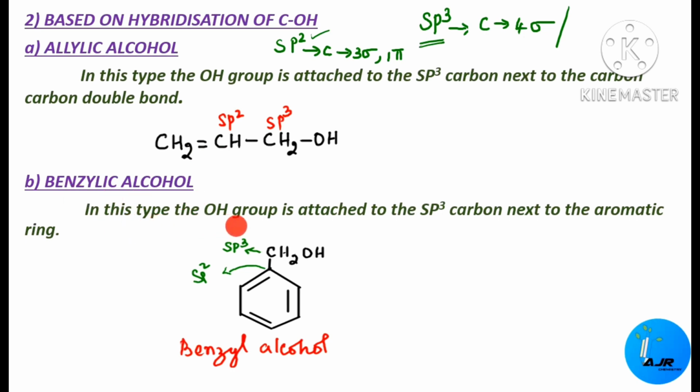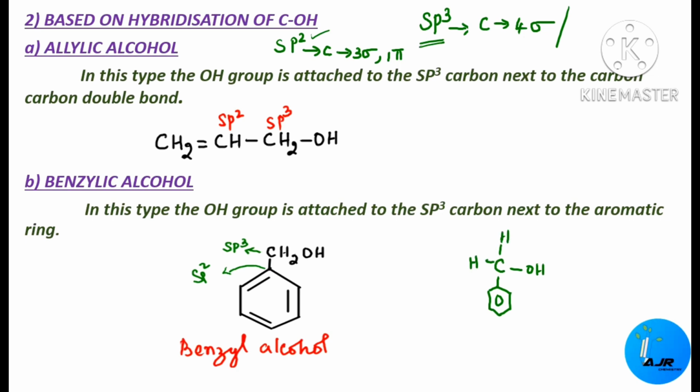In this type the OH group is attached to the sp3 carbon next to the aromatic ring. Look at this example. This OH group is attached to an sp3 carbon. In this carbon all are single bonds. If you are splitting this and writing, how will you write? See here, C, this is attached to a ring, is it not? And here we have one OH, here H.